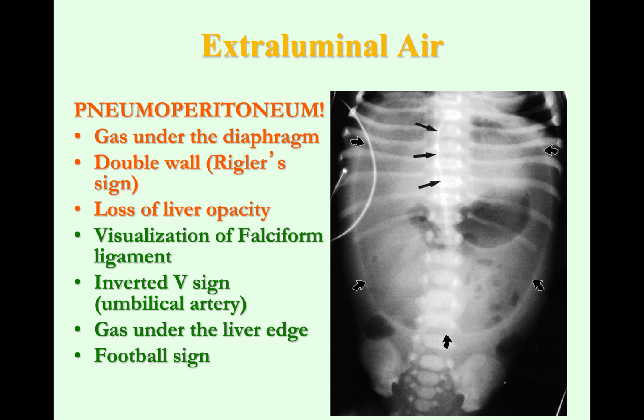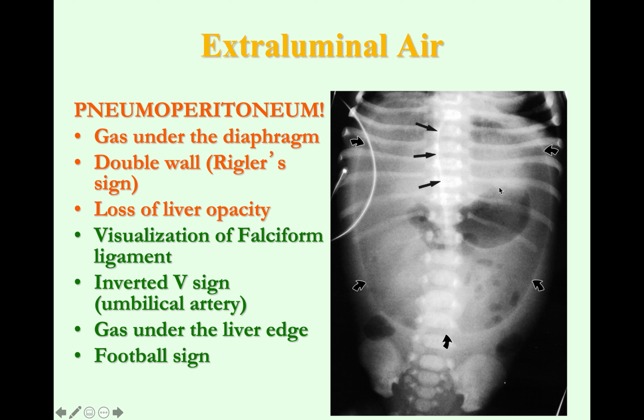Now, whenever you see extraluminal air, for example in this case, you have a very huge air collection at the center. This is what we call the football sign, and you'll be able to see that the air is actually under the diaphragm. Often you don't really see that in supine position, but if it's a very big, very huge pneumoperitoneum, you definitely see it. Okay, and then you have visualization of the falciform ligament like this one.